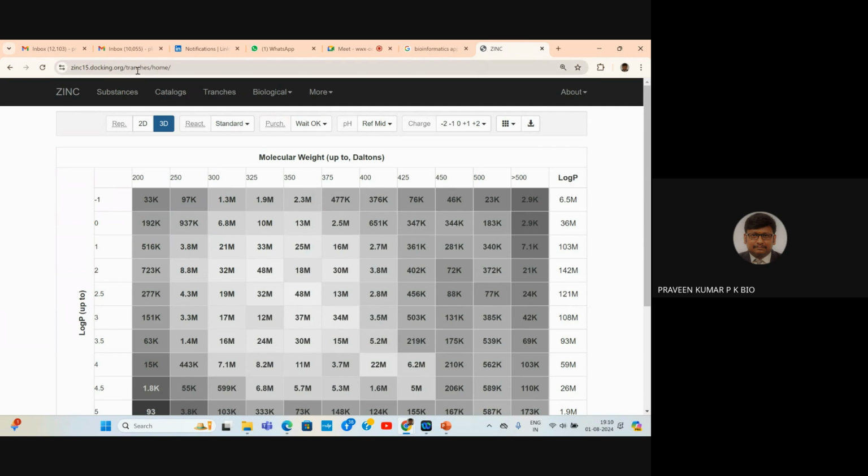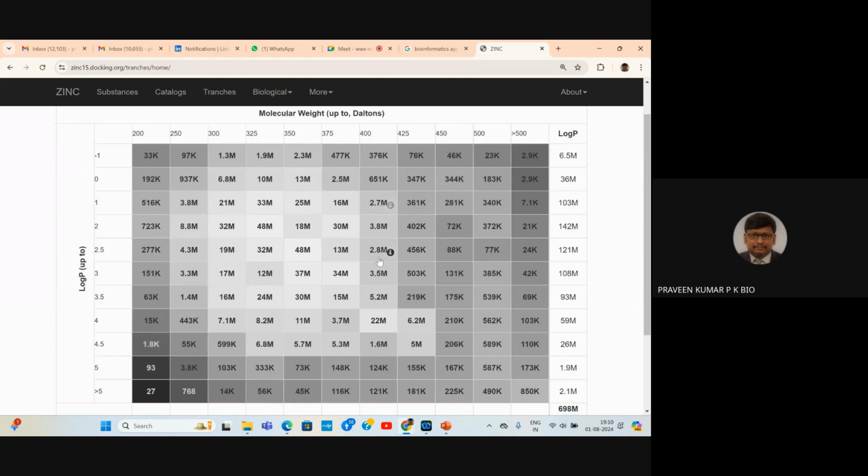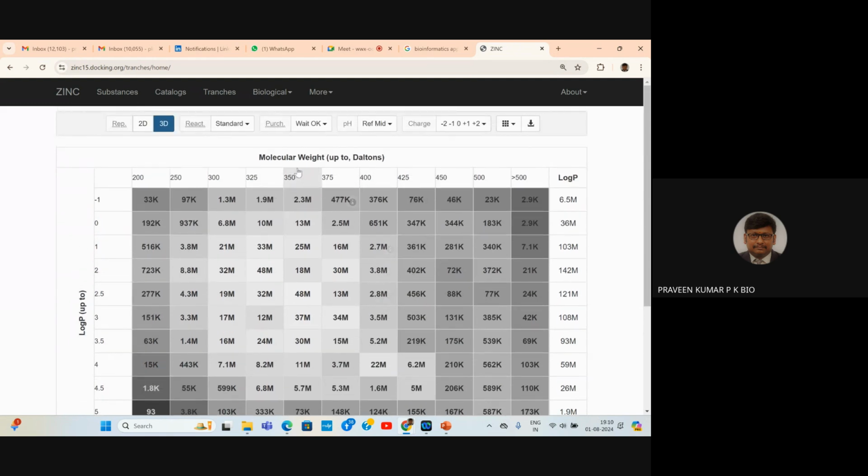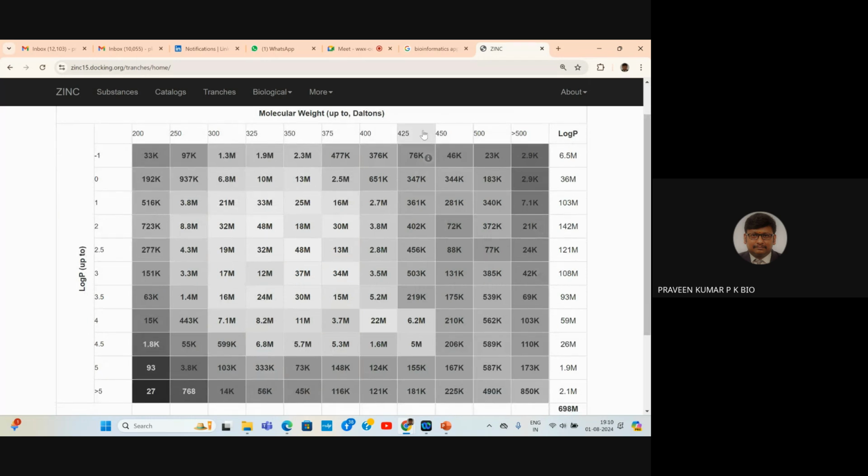First I am showing you a database called ZINC. Here you have more than 1 billion molecules. And if you see here in the tranches, this is a kind of table with multiple dimensions. For example, molecular weight ranges from 200 to 500 from left to right. And for the log partition coefficient, the logP values start from -1 to 5 or greater than 5.